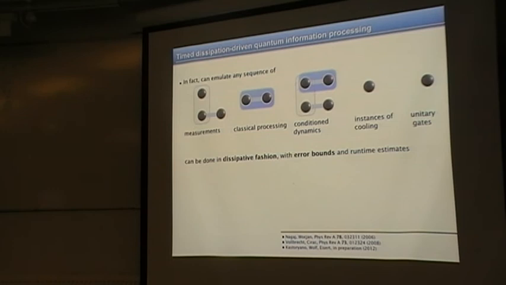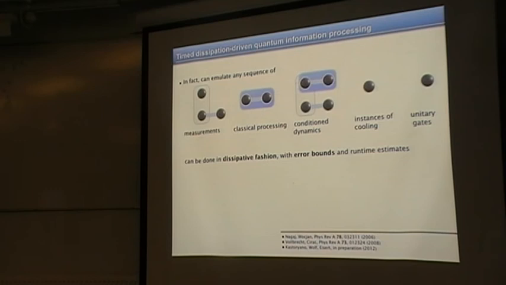You measure something, you get an outcome, and you condition on what you had gotten in the measurement. Of course, you don't have to do it, but the statistics is as if you had done this measurement. You can do instances of cooling. You have a frustration-free Hamiltonian, you can cool to the ground state, and you can show that in logarithmic time you can go to the ground state of this frustration-free Hamiltonian, so the terms commute.